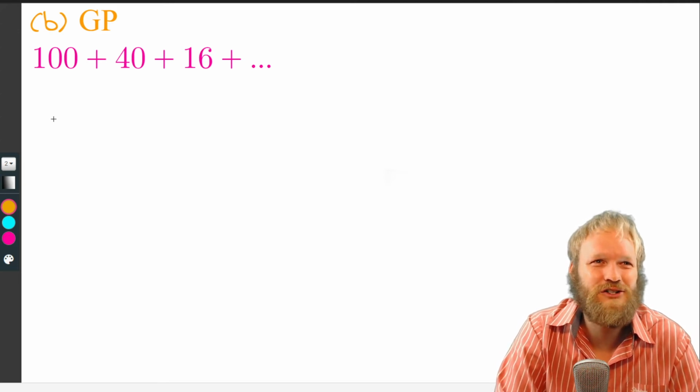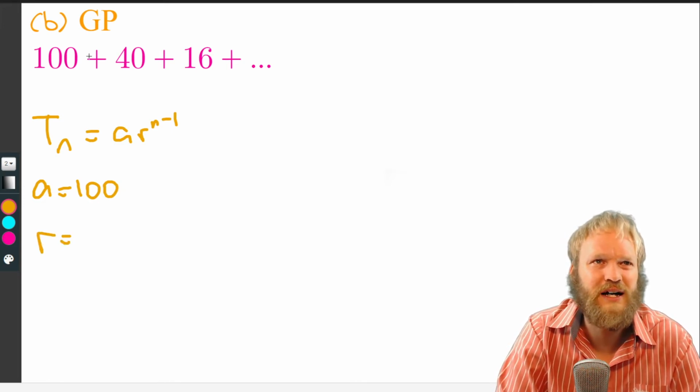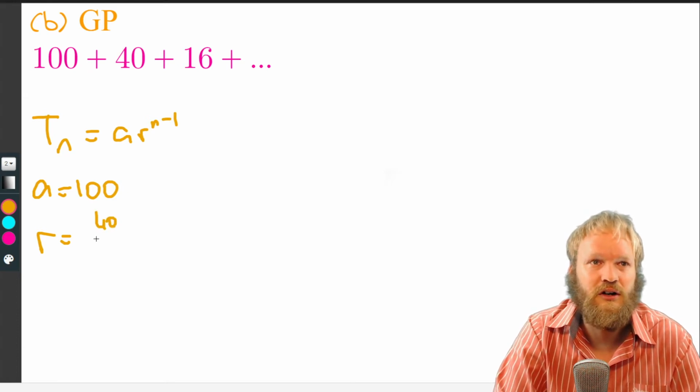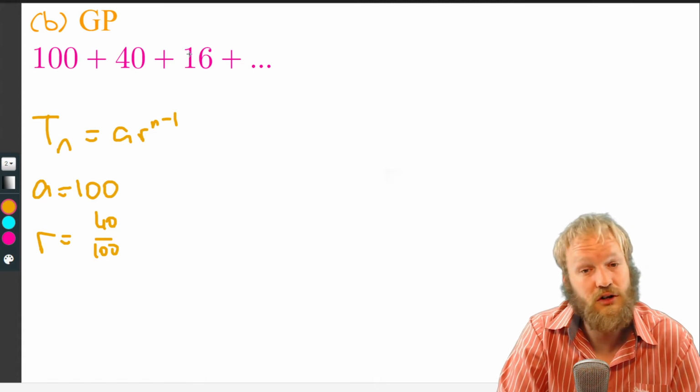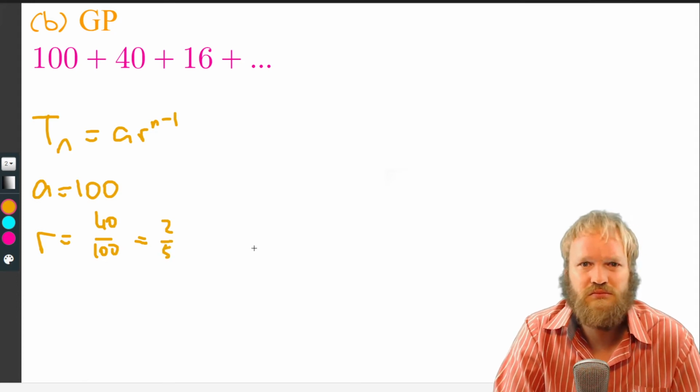So it's a geometric progression. So we know that Tn equals AR^(n-1). We know that A equals 100, right? R equals, what are we multiplying by each time? Well, it doesn't seem obvious. So therefore, I'm going to go 40 over 100, second term over first term. Could have gone 16 over 40 equals 4 over 10 equals 2 over 5. Just punch it in the calculator and it will simplify it for you.